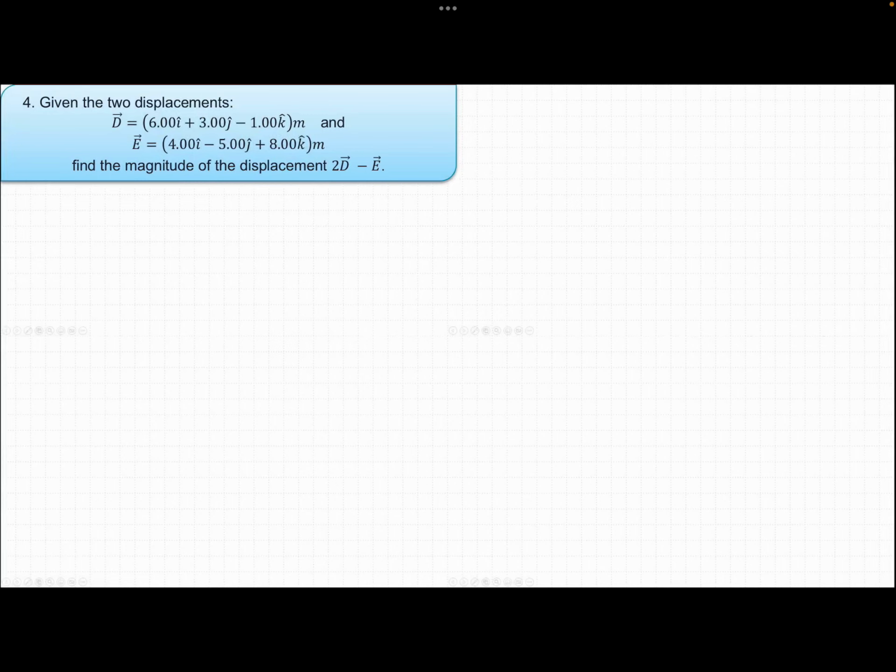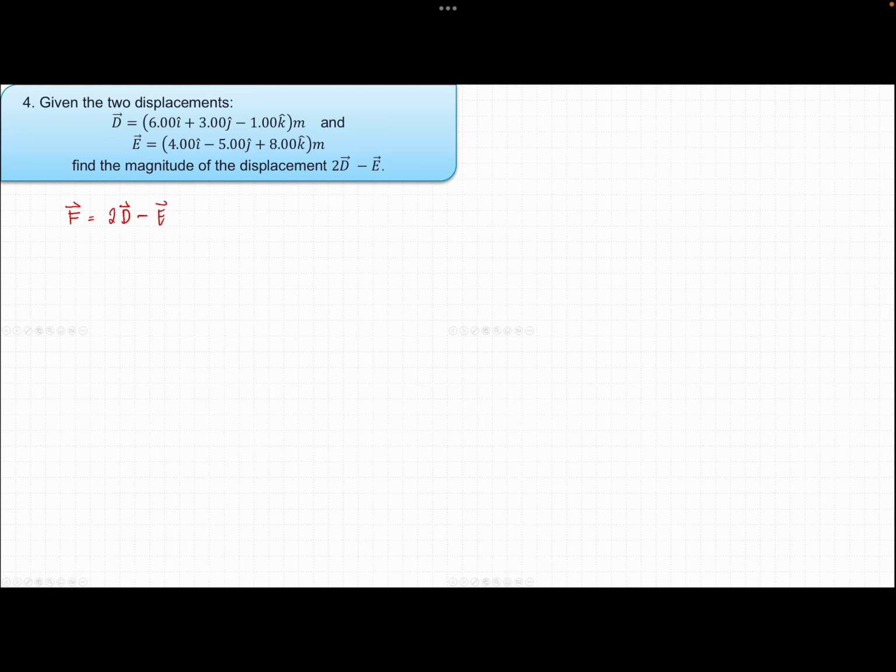Okay? So the first step in solving this problem would be to multiply the vector D by 2, di ba? And then subtract the vector E. So let's do that. So for example, kunwari vector F, yung resultant vector. So ang hinahanap is 2 times vector D minus vector E, di ba?